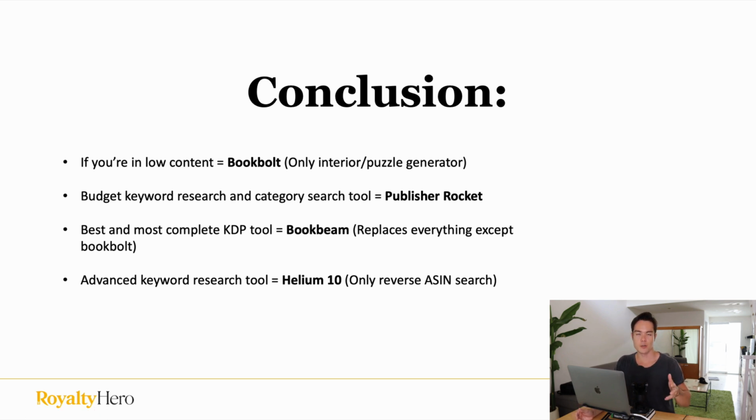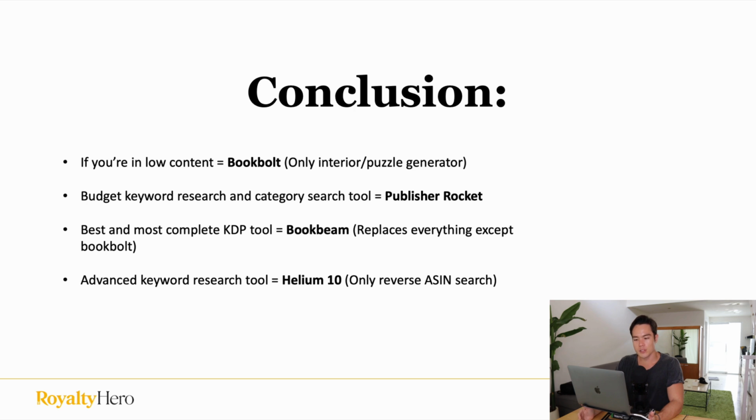So here's the conclusion when it comes to what is the best tool. It really depends on where you're at and your situation. But if you're in low content, then I recommend Bookbolt, because Bookbolt is specifically for people who do low content. And if you are just getting started, and if you don't have a ton of money, then the budget keyword research and category search tool is Publisher Rocket. So I recommend you start with Publisher Rocket. You can do the keyword research, you can get new categories, and it's just a one-time payment.